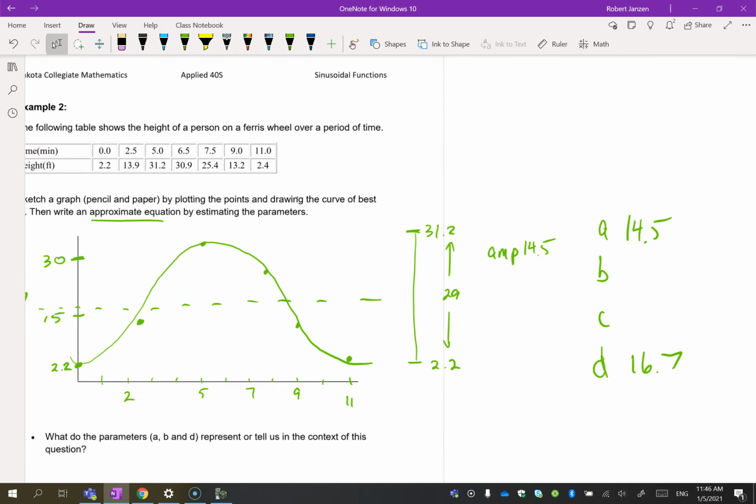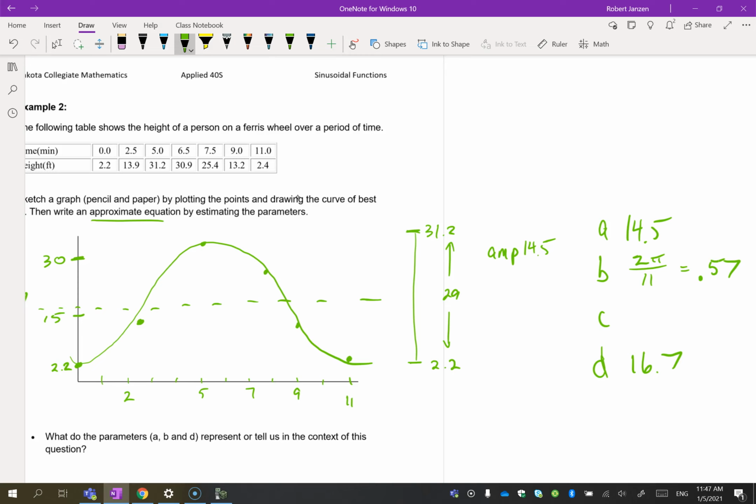Okay, the period, don't overthink this. We're going to say the period is 11. So let's go 2 pi divided by 11. And if I put that in the calculator, 2 pi divided by 11 is 0.57. And then C. Well, C is a little bit tricky.